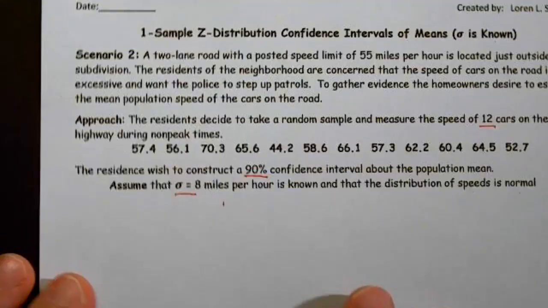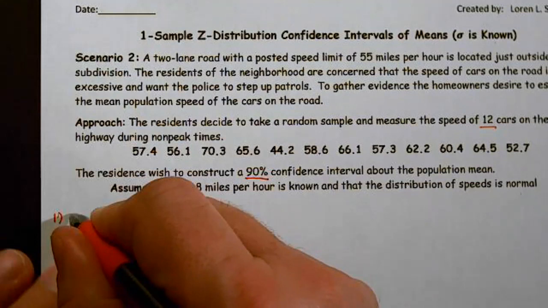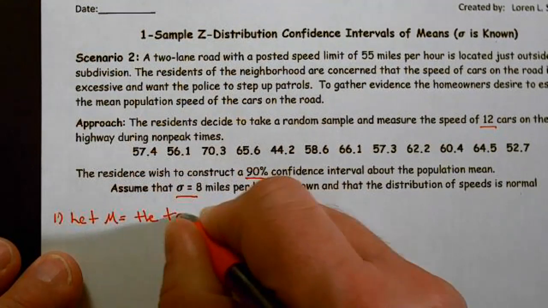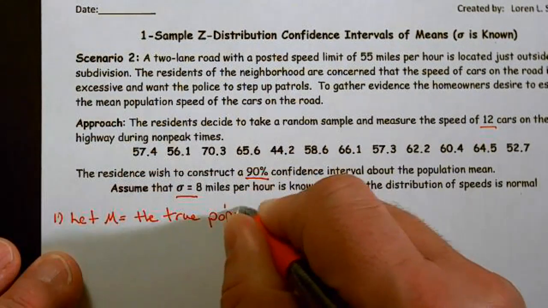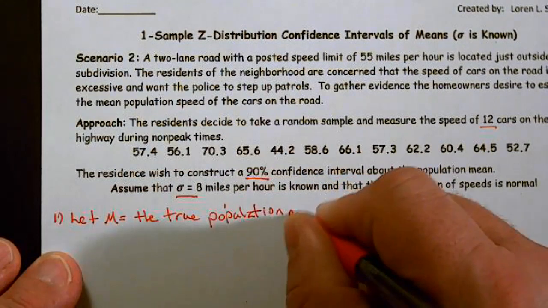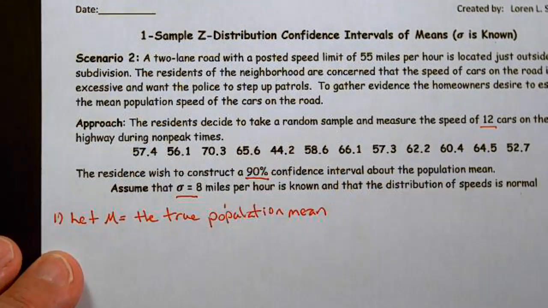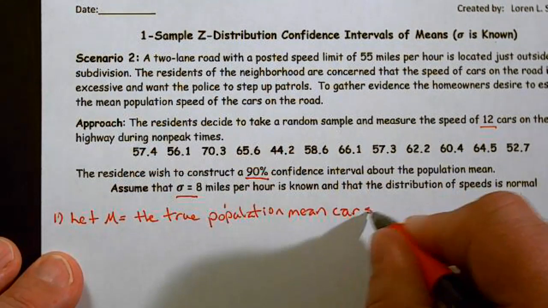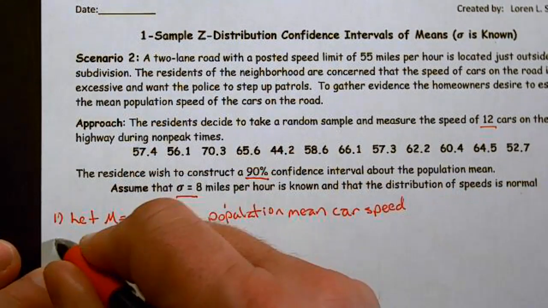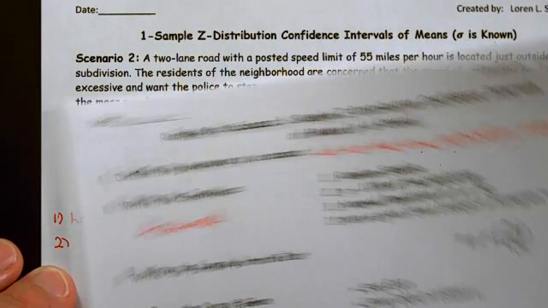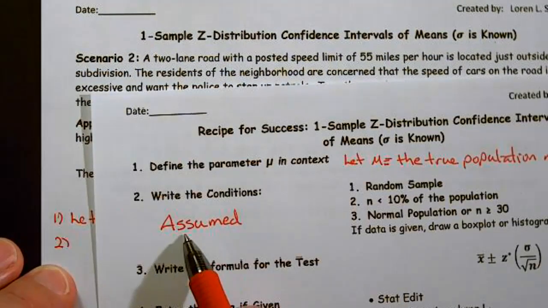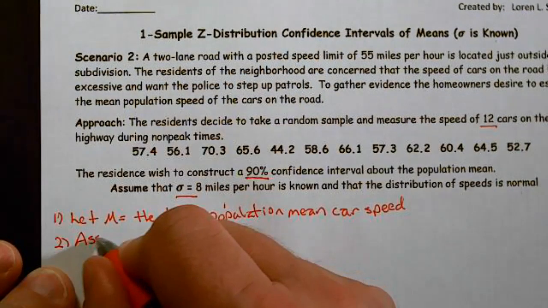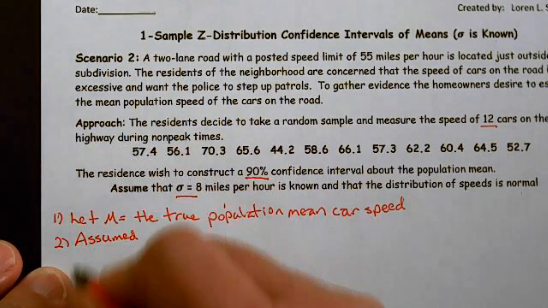So number one, let mu equal the true population mean. And what are we interested in the mean of? Well, we're interested in the mean of the car speed, so mean car speed. All right, number 2 is the conditions, and we're not going to concern ourselves with the conditions in this course, so we can just write assumed. Now we do know this is a random sample that's representative of the population, and we know it's normal, etc.